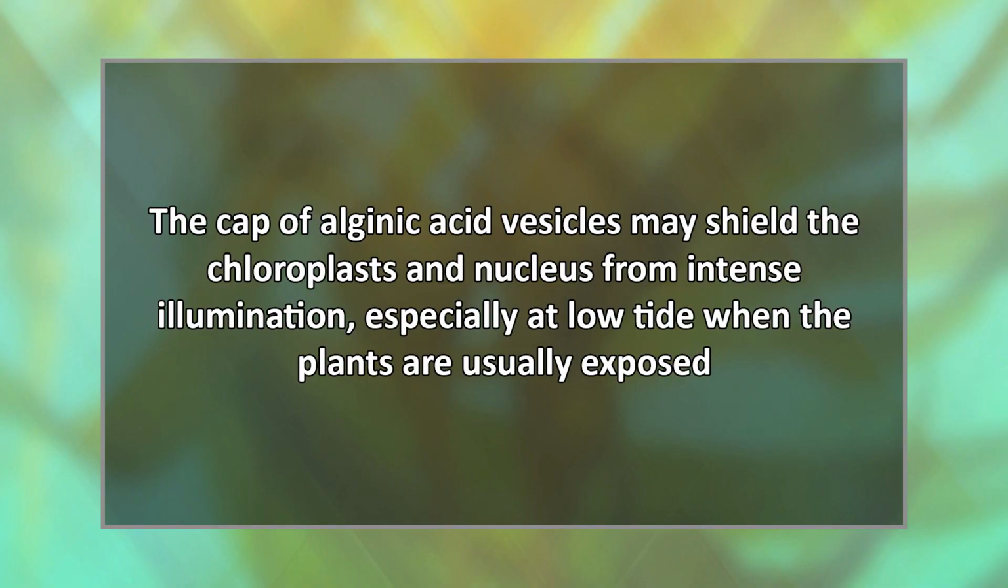There is an orientation of organelles within the epidermal cells. They have an outer layer of alginic acid vesicles with a basal nucleus and chloroplasts. The cap of alginic acid vesicles may shield the chloroplasts and nucleus from intense illumination, especially at low tide when the plants are usually exposed. The organelles of the cortical cells are arranged just the reverse of the epidermal cells, having an outer layer of chloroplasts. The chloroplasts of the medullary and hyphal cells are much reduced.